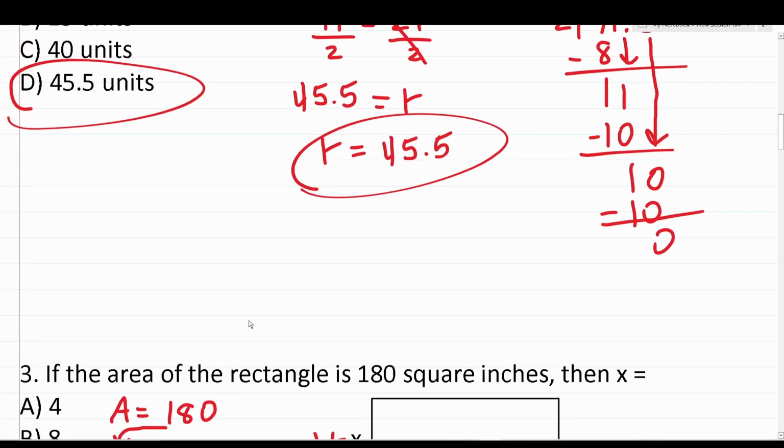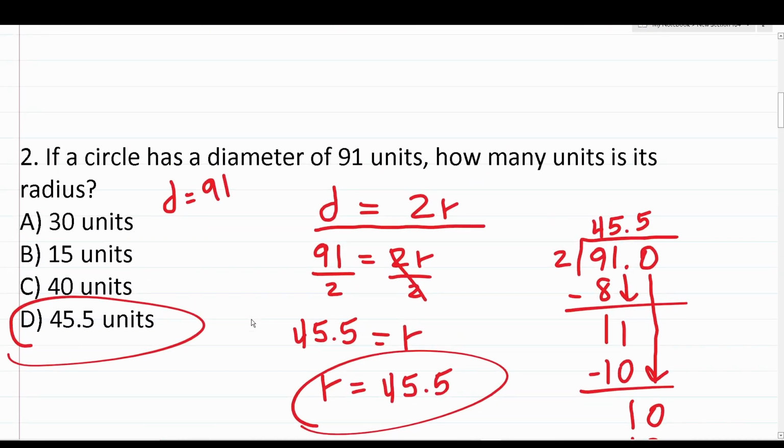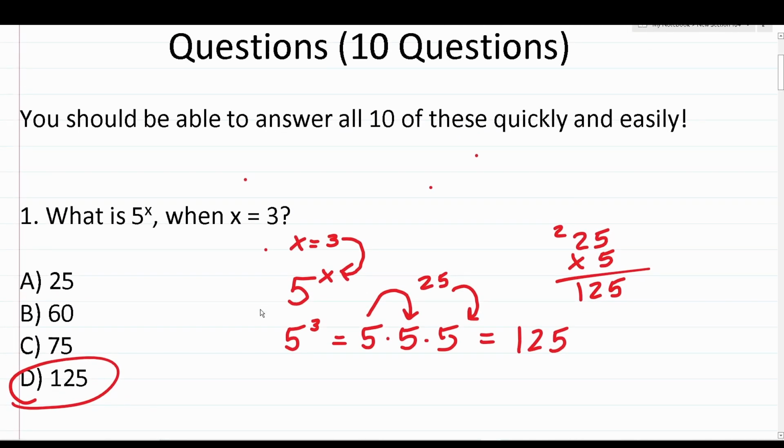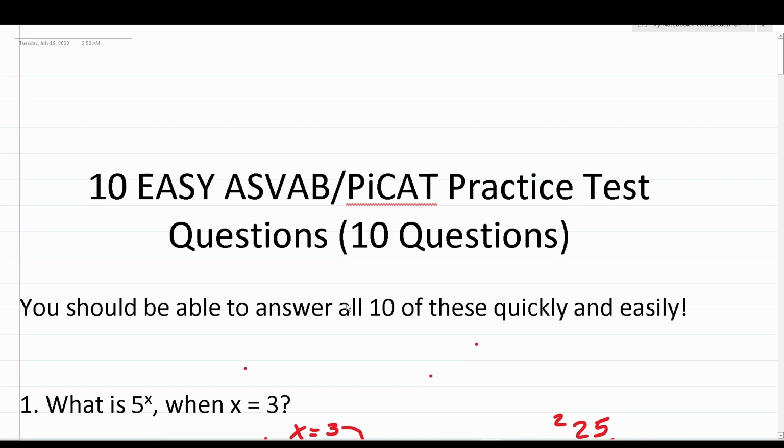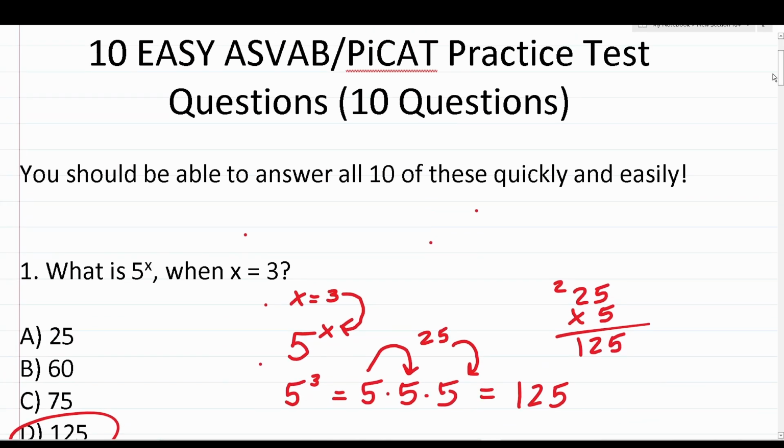Truthfully, these questions represent how easy the ASVAB and PiCAT are, especially in the beginning of those tests. So for that reason, I believe you should have been able to answer all 10 of these questions fairly easily on your own. That said, you may have noticed that in the description of this video, I have timestamps associated with each of these questions. Of course, next to the timestamp is the topic that's being tested, as well as a link to one of my videos where you can learn more about that topic. So if you struggled with anything in this video, please check out those links in the description. They will help you out tremendously.